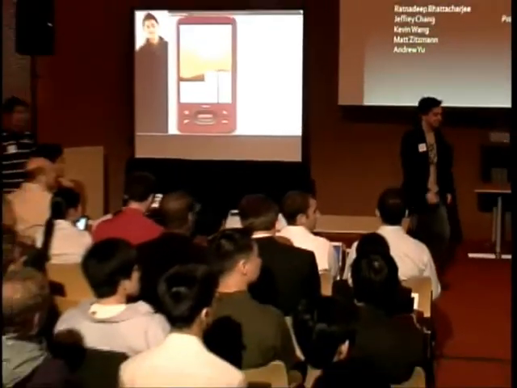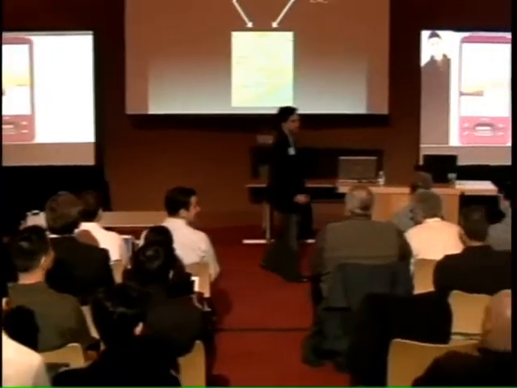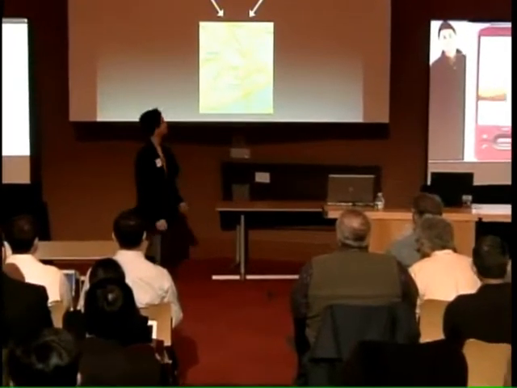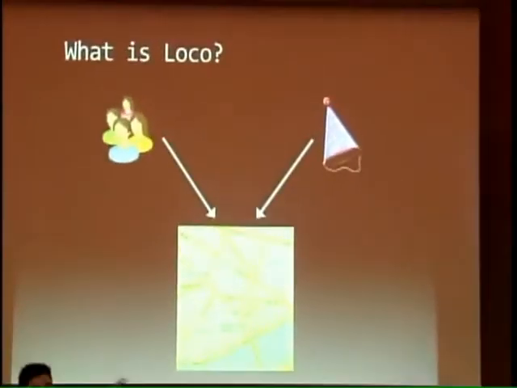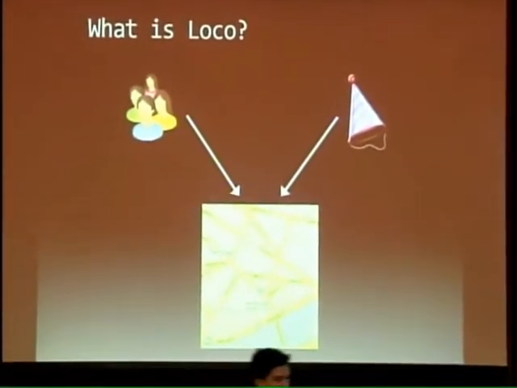Good to see everyone. Today we will be presenting our Android application called Loco. My name is Matt. This is Jeff, Kevin, and in the audience is Deep. So what is Loco? Well, at a very high level, it allows you to find nearby friends and events on a map.